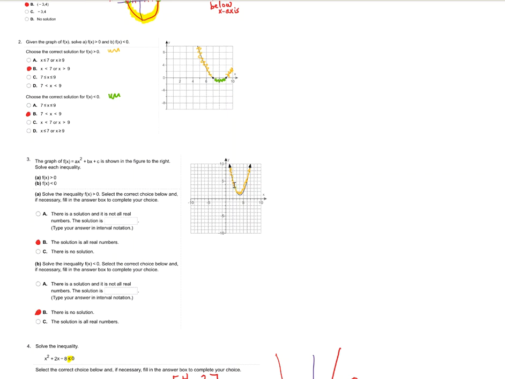We have another graph. Where is f of x greater than 0? Well, the whole graph is above the x-axis, so the solution is all real numbers. Where is it less than 0? There's nothing down here, so there is no solution to that part.